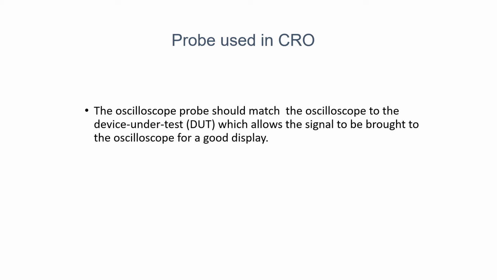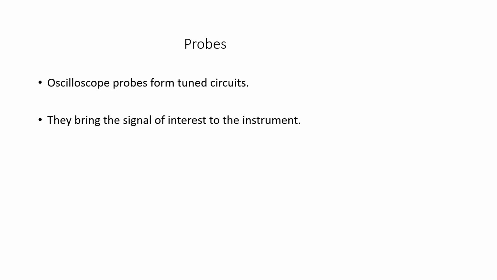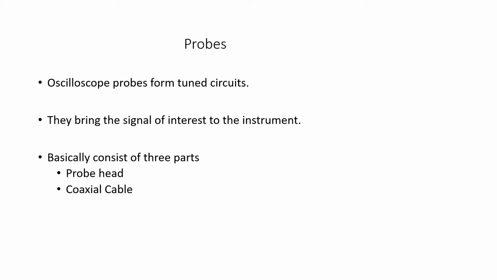Probes actually become part of the circuit, introducing resistive, capacitive, and inductive loadings. So for accurate results, the probe should be selected in such a manner that it has minimum loading effect on the device under test. Oscilloscope probes form tuned circuits. They bring the signal of interest to the instrument. Basically, a probe consists of three parts: the probe head, the coaxial cable, and the probe termination.